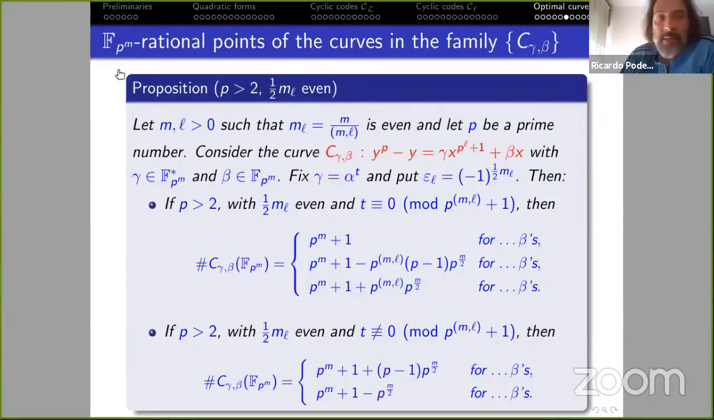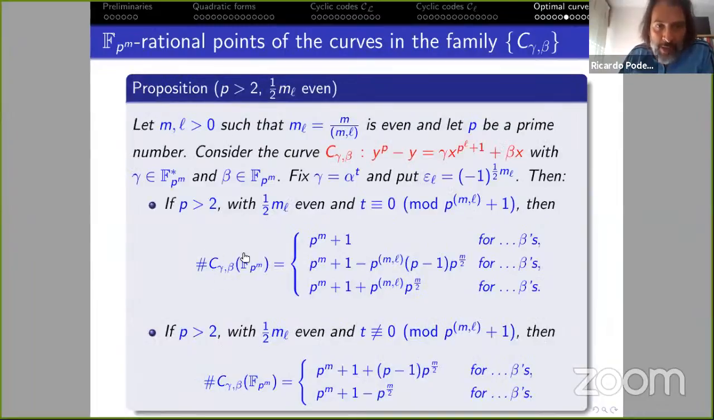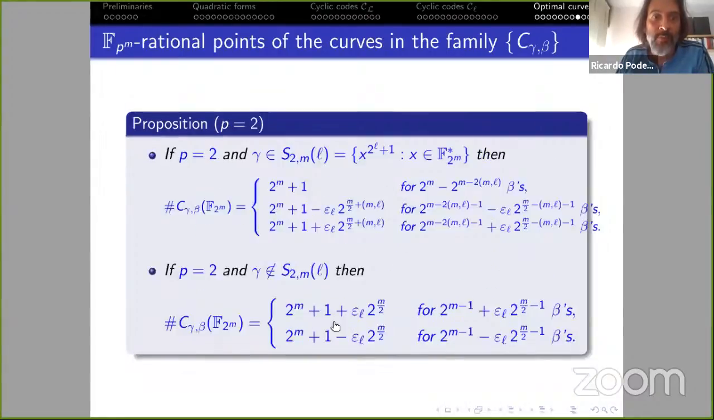Then we can compute the number of rational points, actually the distribution. We have all the cases: odd p and this number even, odd p and this number odd, p equal to 2. The number of rational points is this, or this, for some number of elements beta. I know this explicitly, but it's too long to write here. For instance, for p equal 2, we have this expression. Okay, so it's the distribution.